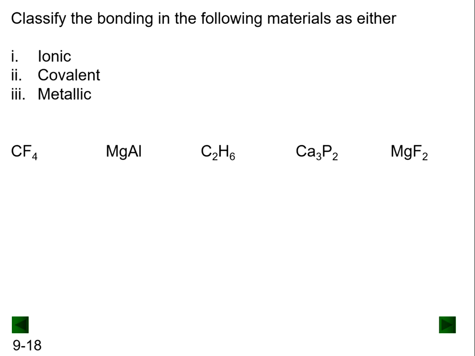Next, then, let's classify the bonding of the following materials as either ionic, covalent, or metallic, simply based on their positions in the periodic table. We have carbon tetrafluoride, magnesium aluminum, which is an alloy, C2H6, which is ethane, Ca3P2, calcium phosphide, and then MgF2, magnesium fluoride.